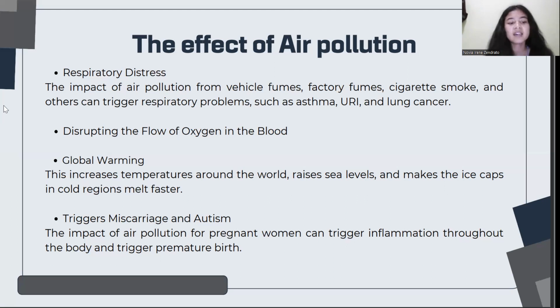Okay, the last, triggers miscarriage and autism. Actually, not all people know about this one, but air pollution can trigger miscarriage and autism. For pregnant women, air pollution is also very dangerous for themselves and their fetus. The impact of air pollution on pregnant women can trigger inflammation throughout the body and trigger premature birth. And as for the fetus, this situation can lead to miscarriage, asthma for the child later, and trigger autism. Okay, next slide.